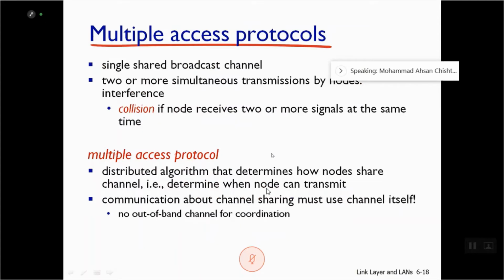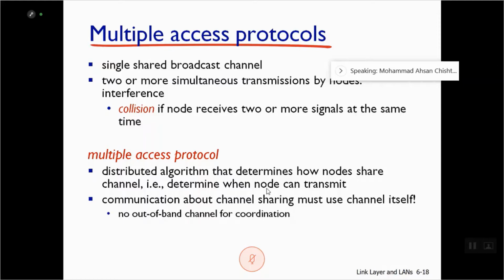So in these cases, what we require is multiple access protocols. And what do these multiple access protocols do? They coordinate the access of multiple sending and receiving nodes to the shared broadcast channel, typically used in LANs. They ensure that collisions are not there, or if a collision happens, what to do, and what would happen if two senders send simultaneously, and so on. These are all decided by the multiple access protocol.